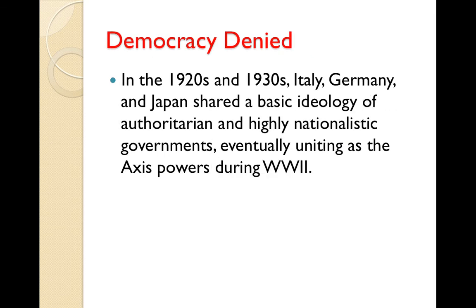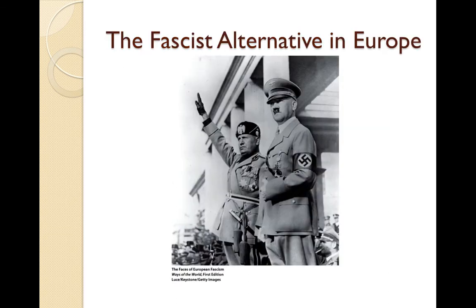In the next red heading, we lay the foundation for the causes of World War II, and it's called Democracy Denied. In the 20s and 30s, Italy, Germany, and Japan shared a basic ideology of authoritarian and highly nationalistic governments, eventually uniting as the Axis powers during World War II. First heading is called the Fascist Alternative in Europe. Fascism is a political theory invented largely by Benito Mussolini in Italy.